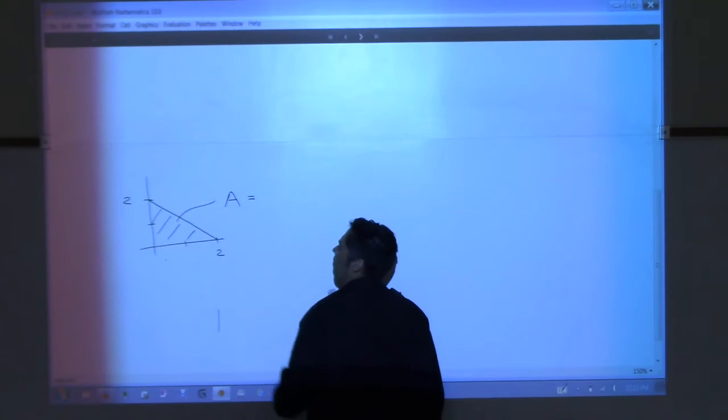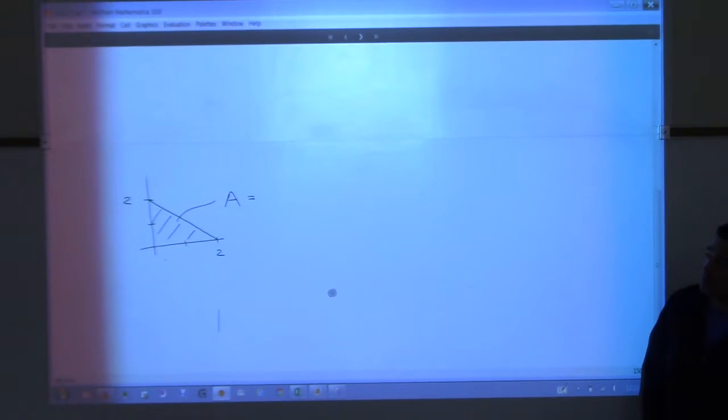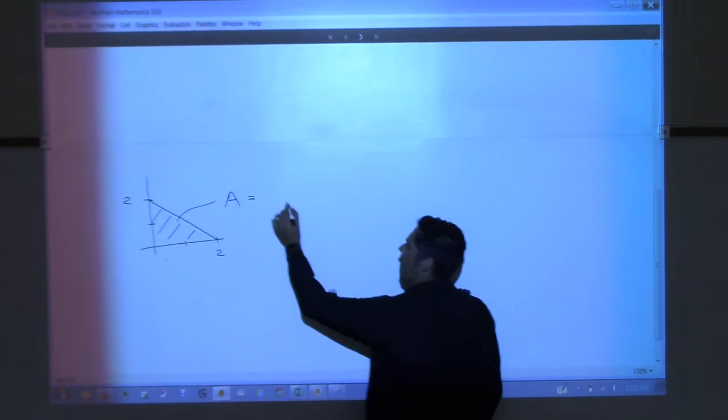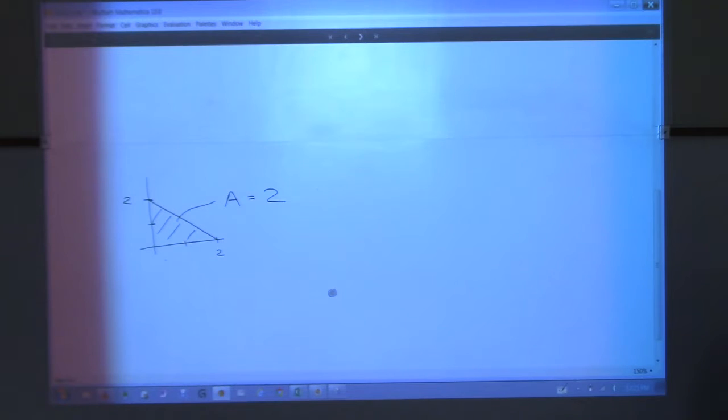What's its area? 1/2 base times height, right? So the area would be 2, okay? Now, I'm going to find that area using a double integral. Just to show you it works.